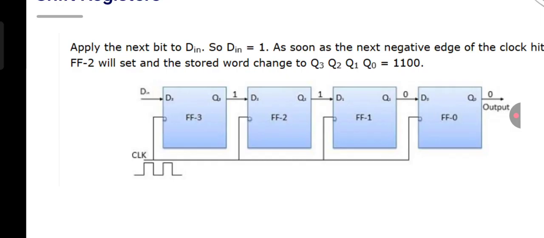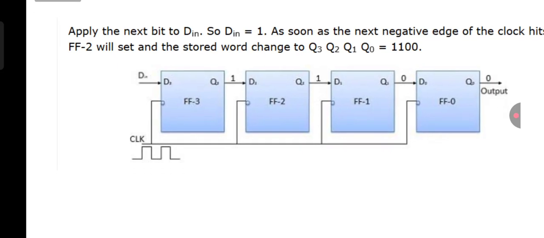So, the output Q2 is 1. When the clock is applied, the input is applied to the F of 3. So, the output of the F of 3 is 1. Therefore, the serial output is 0.